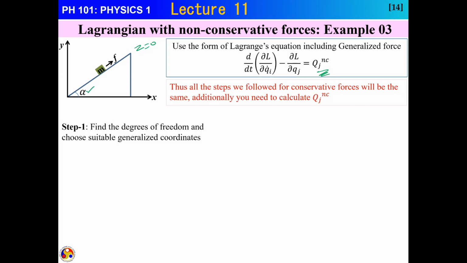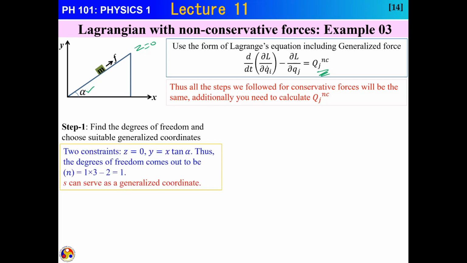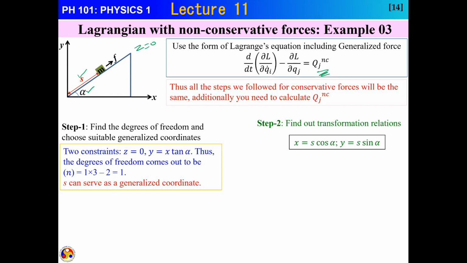So you have two constraints in this problem, which gives the degrees of freedom of this problem as only 1. If only 1, that can be represented by s. So once you know the degrees of freedom, find out the transformation relation. So you have x, which is s cos alpha, and y, which is s sin alpha.